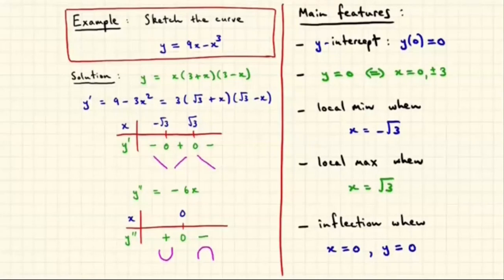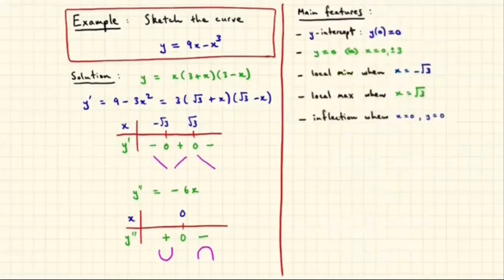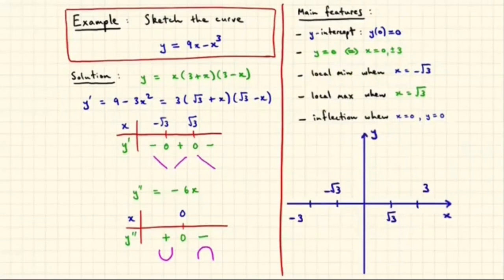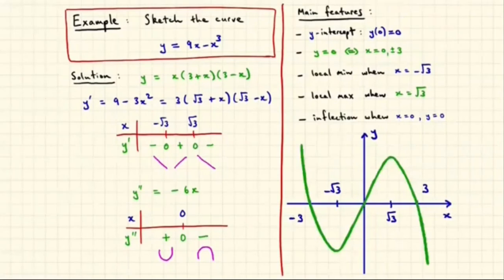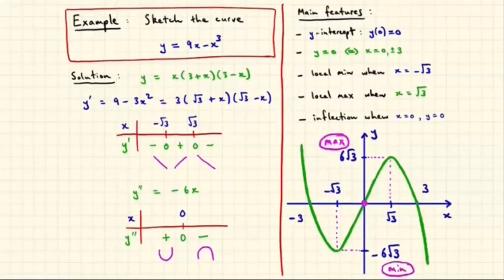Here are the important points on the x-axis. And we're fitting a curve which is concave up to the left of 0, concave down to the right, with a local minimum at x equal to -√3 and a local maximum at x equal to +√3. The local maximum and minimum values you can quickly work out from the rule for the function, and they become plus or minus 6 times the square root of 3. And the origin is the point of inflection where the concavity changes. This completes the sketch of the curve y equals 9x minus x cubed.